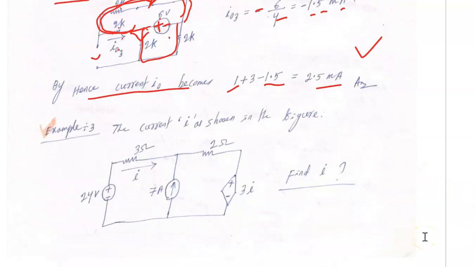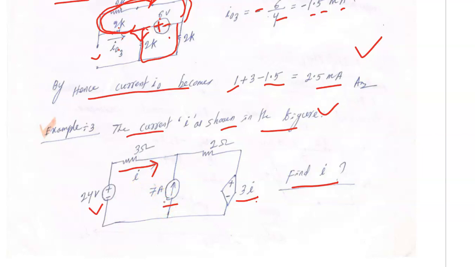So we'll do another example with a dependent source. Find the current I as shown in the figure. We have a 12 volt independent voltage source, a 7 ampere independent current source, and you can easily see here a 3I volt voltage source, where I is the current through the 3 ohm resistor.